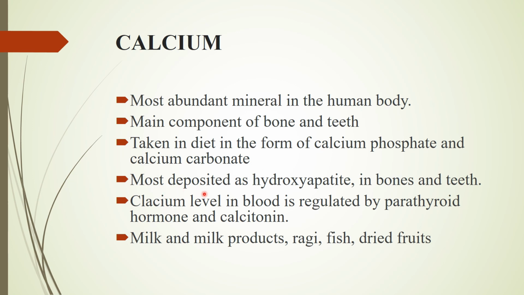Most of the calcium is deposited in bones and teeth in the form of hydroxyapatite. And the calcium level in the blood is regulated by parathyroid hormone and calcitonin. Parathyroid hormone increases the calcium level, while calcitonin decreases the calcium level in the blood. And the rich sources of calcium are milk and milk products, ragi, fish and dried fruits.